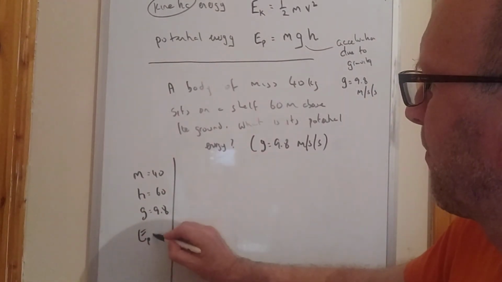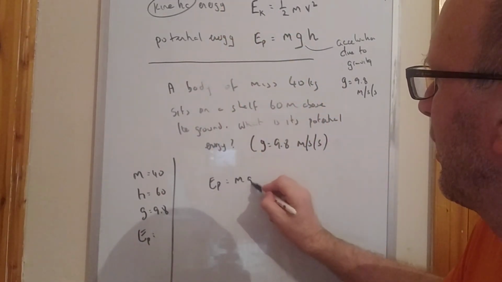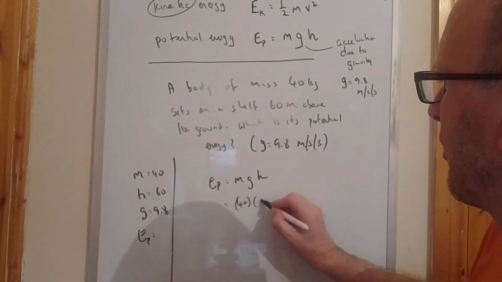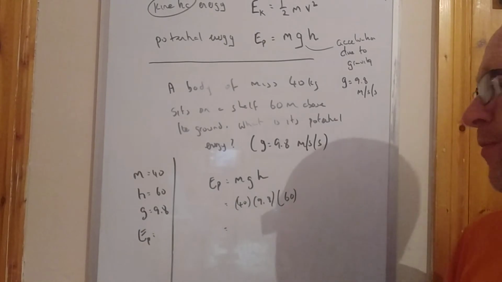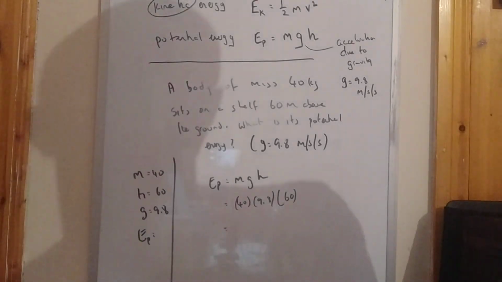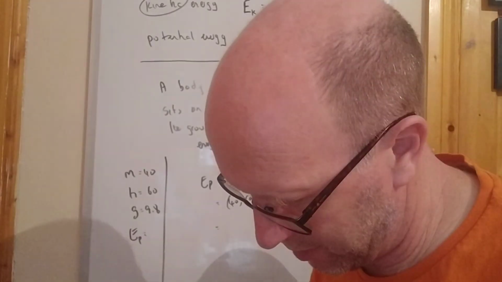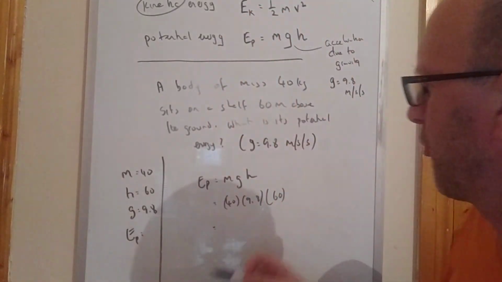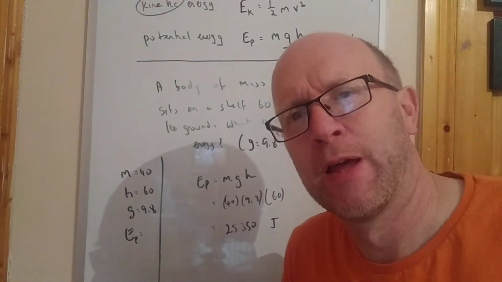So E_P. You look for which of the two formulas. It's going to be the lower one. E_P is equal to mgh, and you fill it in. So m is 40, G is 9.8, and h is 60. Multiply it out on the calculator: 40 multiplied by 9.8 multiplied by 60, and you're getting 23,520, and again it's energy, so it's joules.